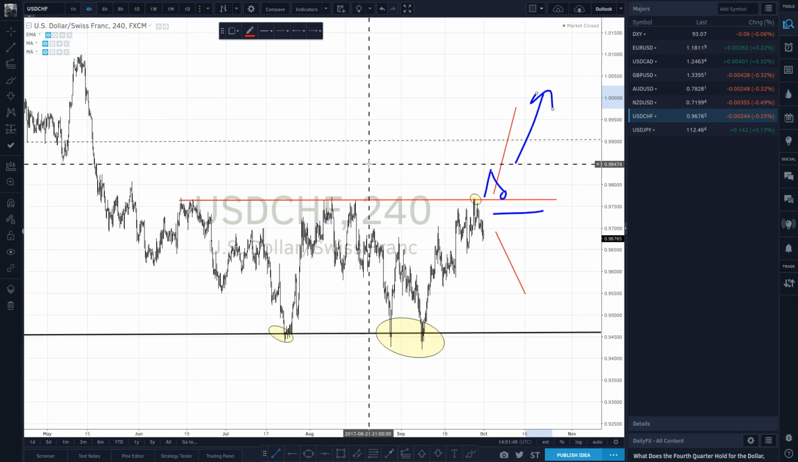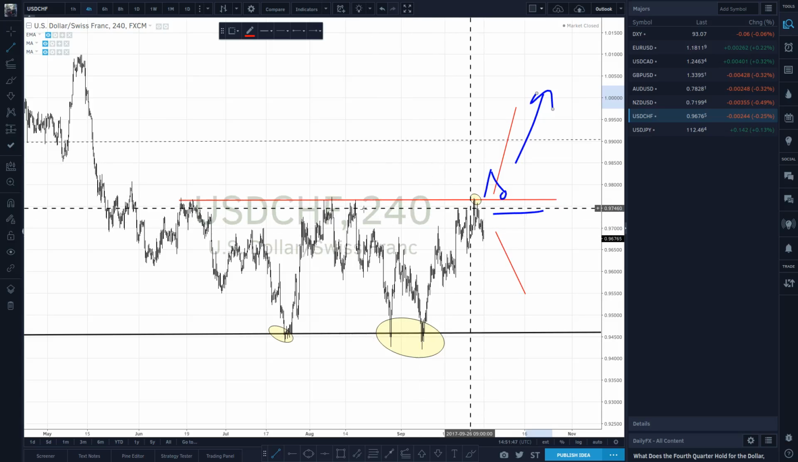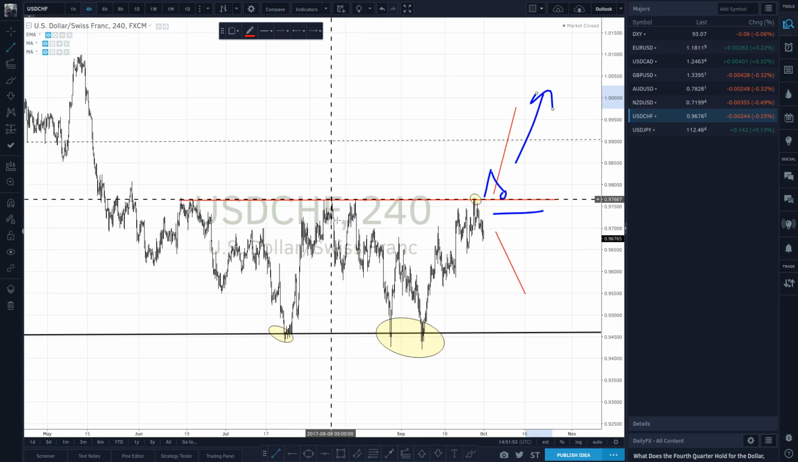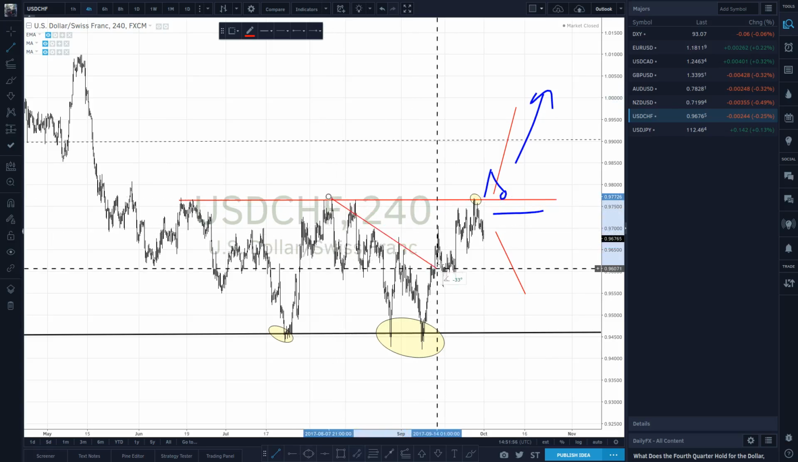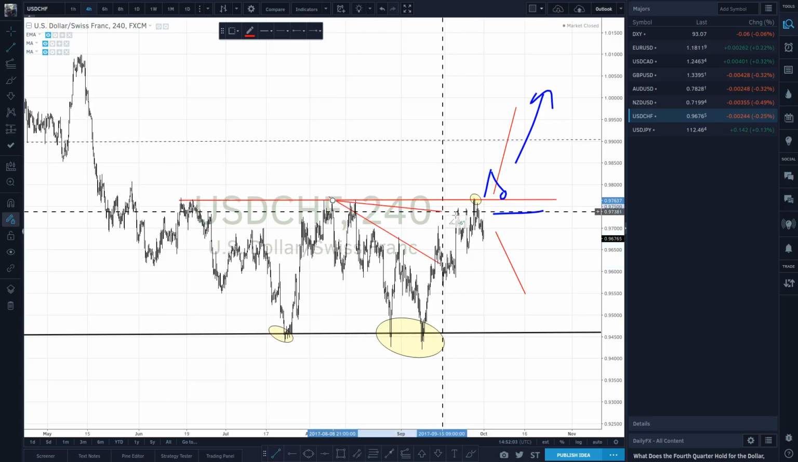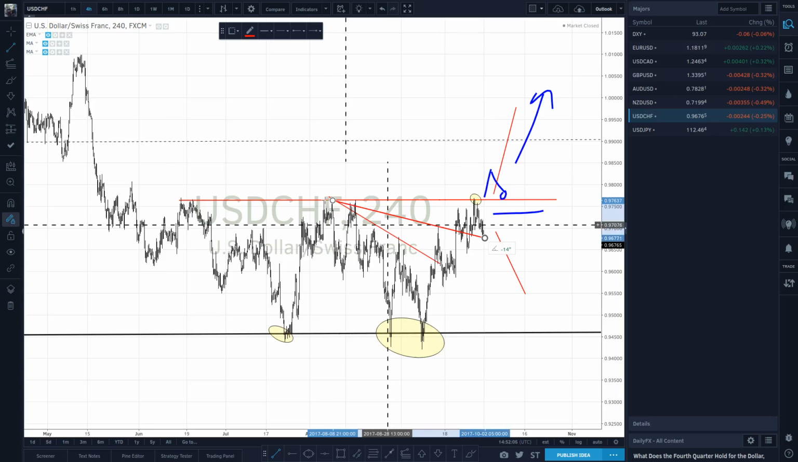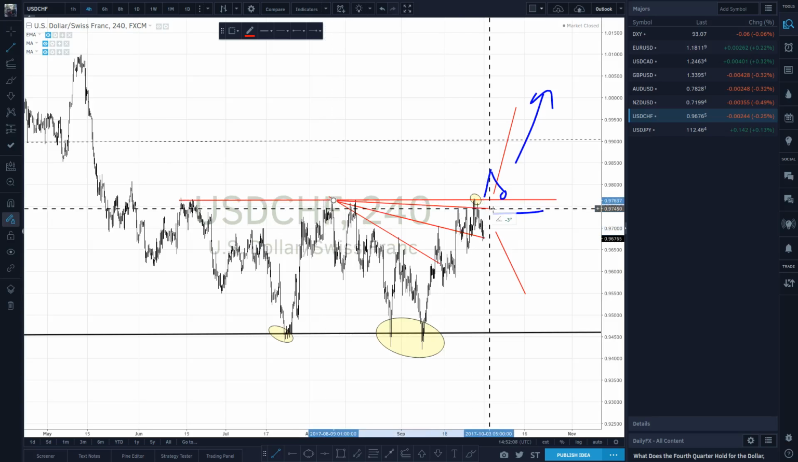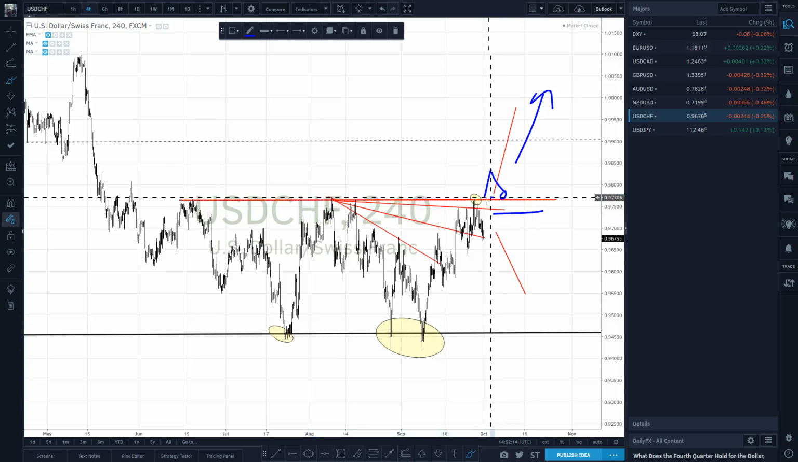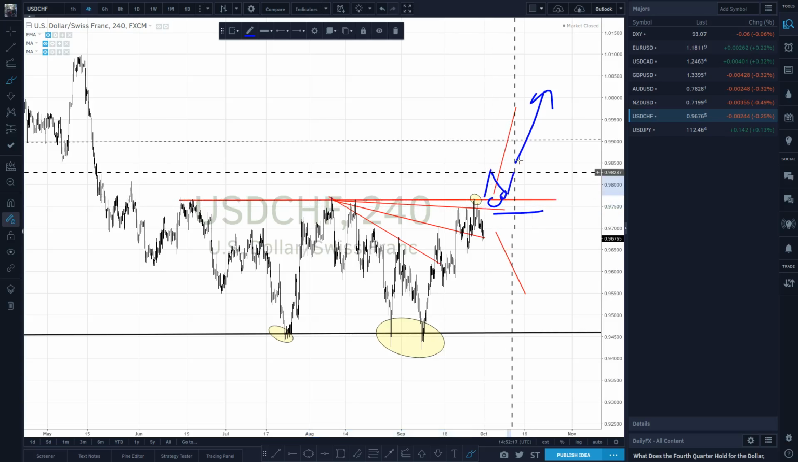What else I see here? Looks like you may start having a 3 drives happening. 1, 2, and 3. So if price does come back up, start breaking this area right here, I definitely see price taking off.